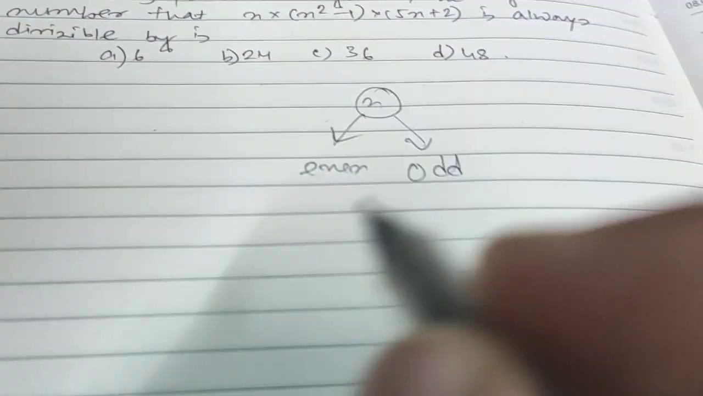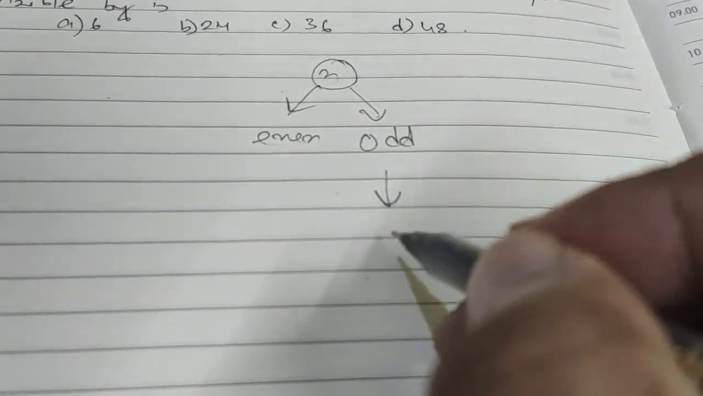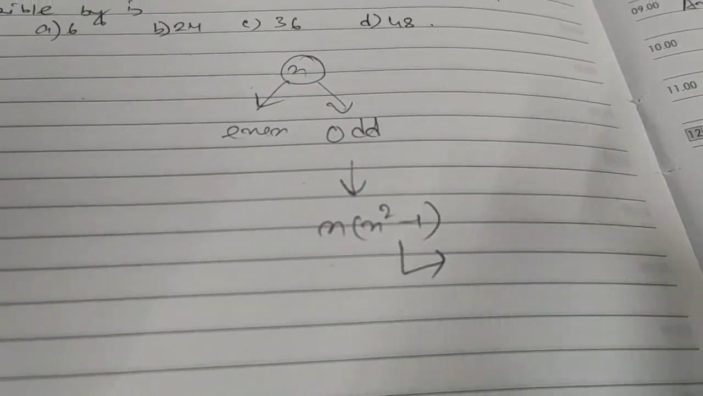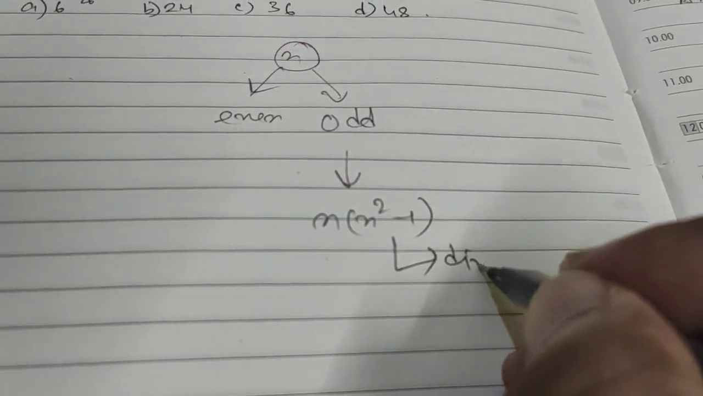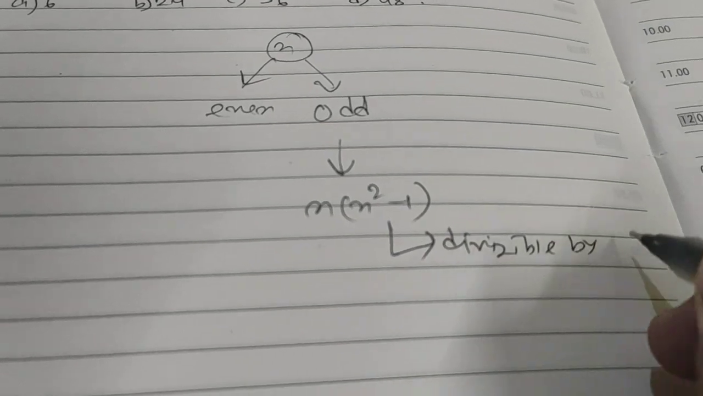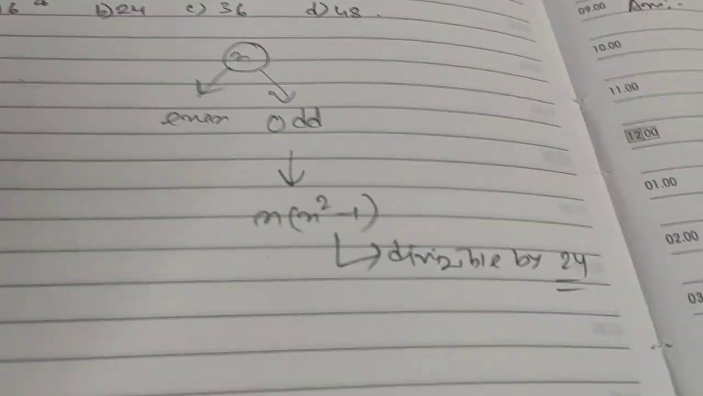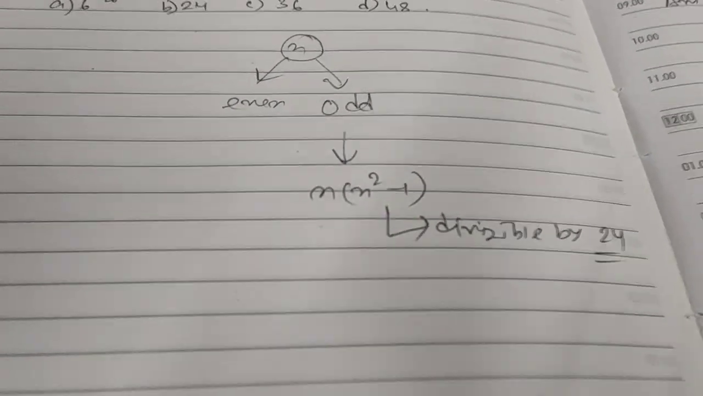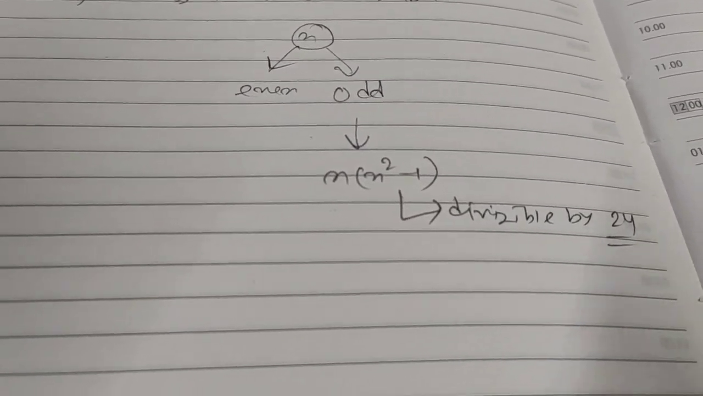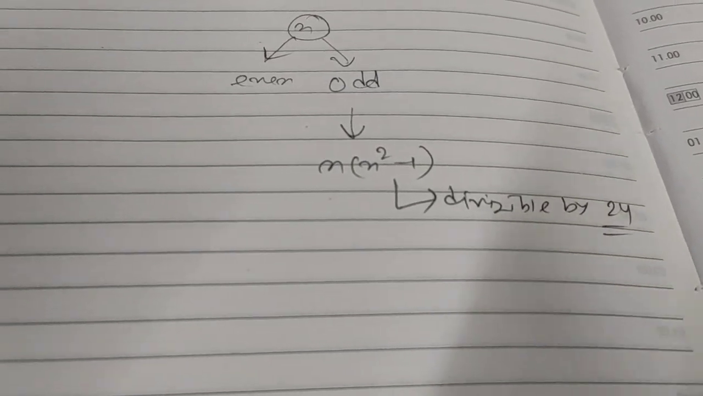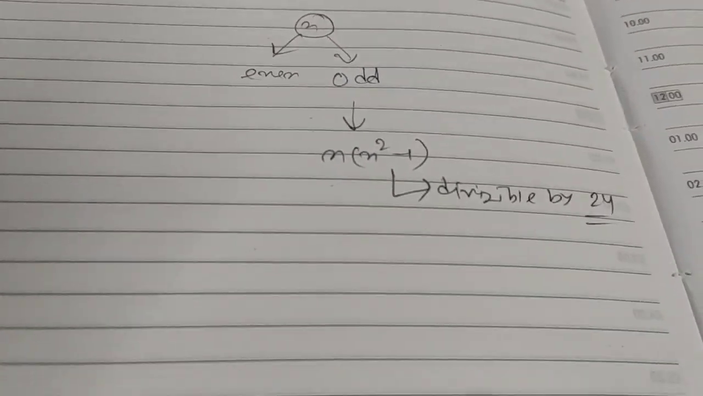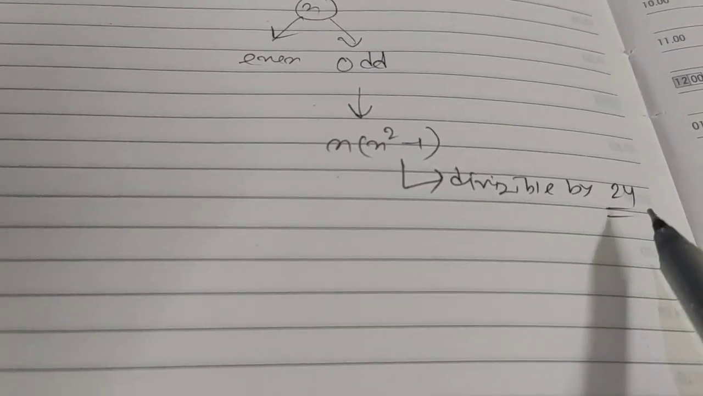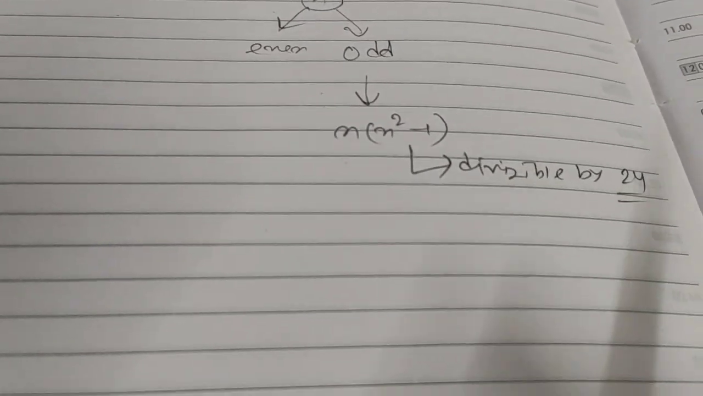So if n is odd, then n(n² − 1) is always divisible by 24, as this was our first question. If you have not seen it, then just go through question number 1 for the playlist Number Properties. Then you will know that n(n² − 1) will be divisible by 24 if n is odd.